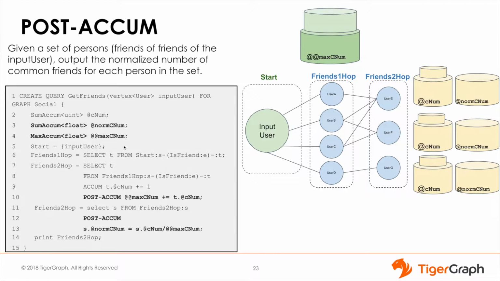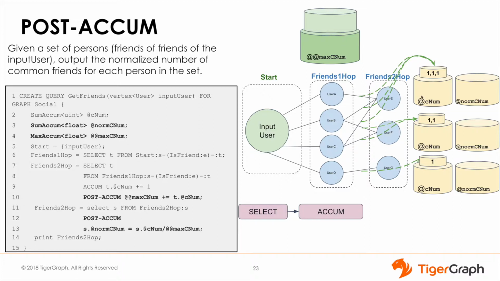We start from the input user and find all their friends in friends one hop. Then we find all the friends of the input user's friends and store it in friends two hop. Then in the accum clause in line 9, we increment the target vertices' SumAccum by 1. This is used to count the number of people that they are connected to within our first hop vertices.